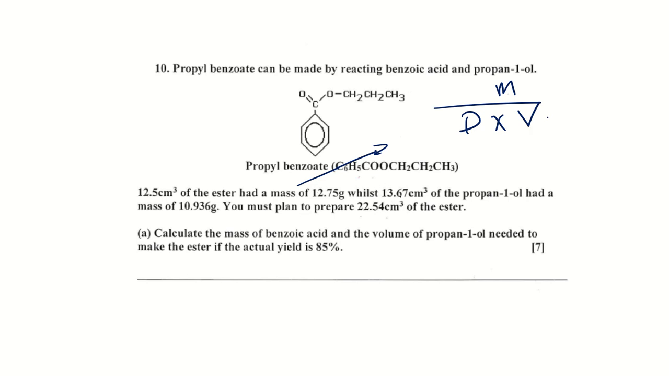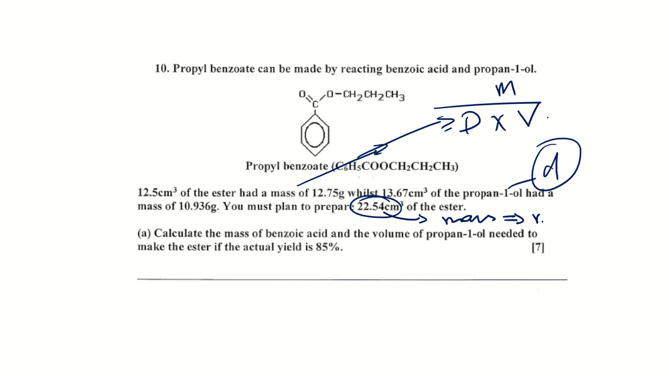Okay. Whilst 13.6 of the propan-1-ol had a mass of 10.936. Again, that's going to allow us to work out the density of the propan-1-ol. We've got to make this amount of ester, which is given to us in volume. But if we use this value here to work out density of the ester, and we've now got density of the ester here and volume of the ester, we can now get mass of the ester.